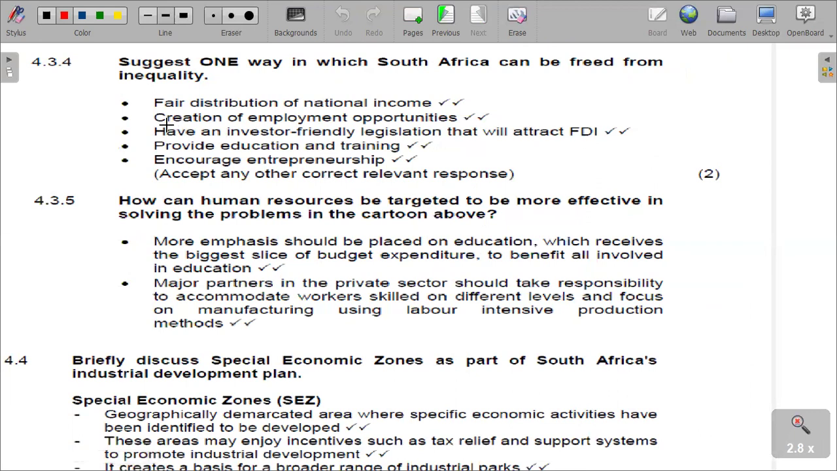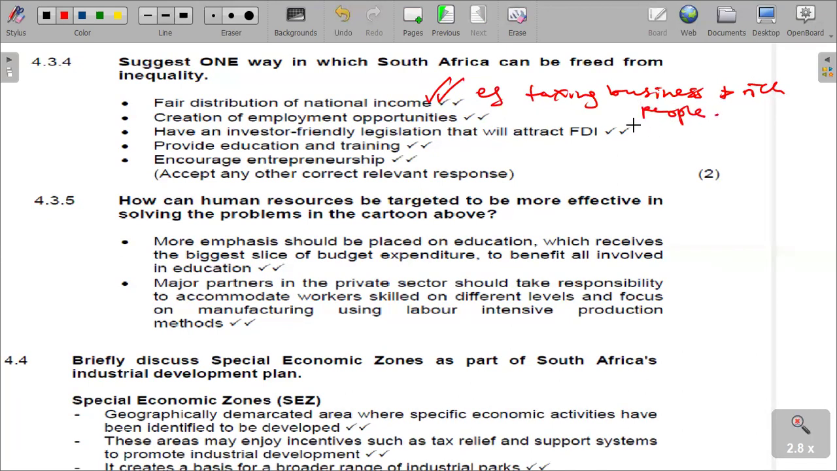One, fair distribution of national income. You have heard where the government talks about various types of taxes that are levied on both businesses and individuals. That is one way of ensuring that we transfer money from the rich to the poor, by taxing and then fair distribution of income, e.g., taxing businesses and rich people.